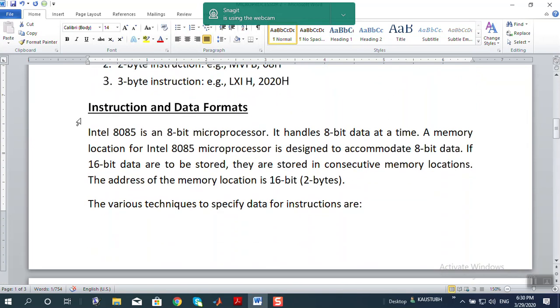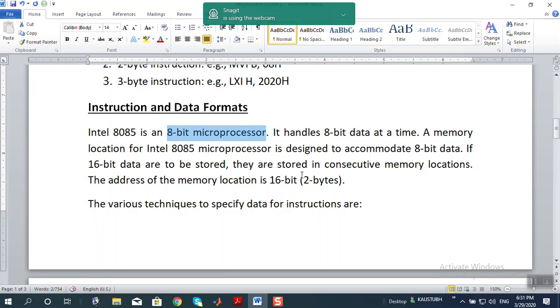Now come to the instruction and data format. Data format means the word length of data that the microprocessor can handle. As already mentioned, Intel 8085 is an 8-bit microprocessor. What does it mean? It means it can operate on data of 8 bits at a time, mind it, at a time. It does not mean that it cannot process 16-bit data or 32-bit data. It can, but at a time it can process data of 8 bits. That is why the 8085 is an 8-bit microprocessor.